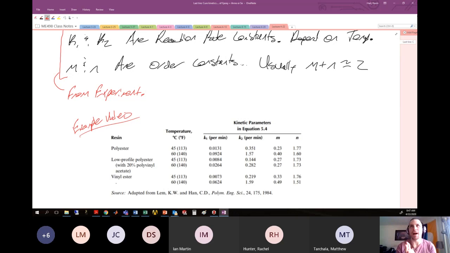So can I anticipate how long it's going to take for me to complete the reaction? Can I anticipate what the degree of cure will be at any particular time t? Well, yes. And that's because I've done a lot of experiments to understand what the constants are that feed into this general rate equation.